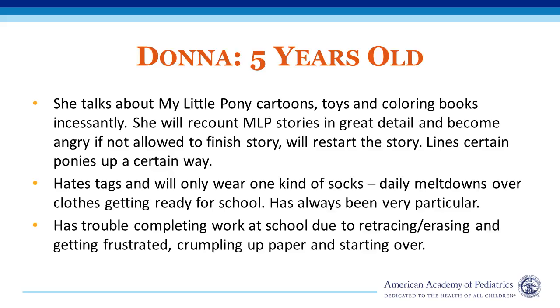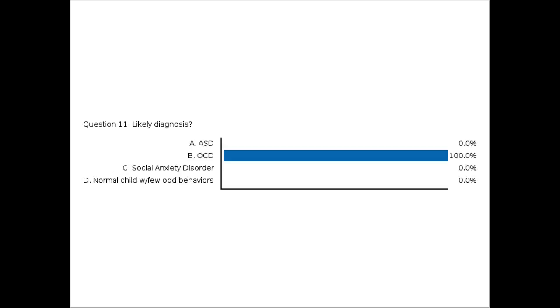So now we have a 5-year-old who's really into My Little Pony cartoons. She loves the toys, the coloring books, and she plays with those incessantly. She will recount the stories in great detail and become agitated if anybody tries to slow her down on that. She's always been very particular, sensory issues, trouble completing work, not because she's not busy, but because she's busy retracing and erasing all the time, very frustrated and acting out a bit. And what picture is this consistent with? What does that look like?